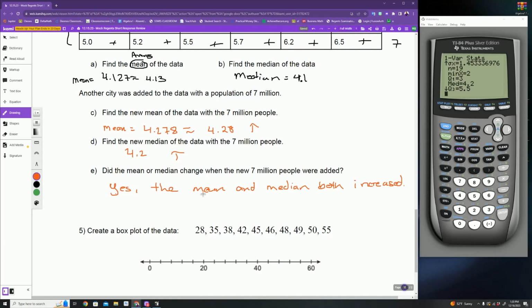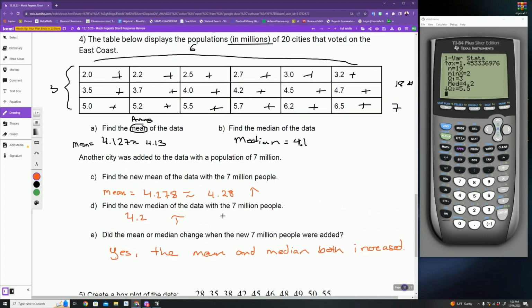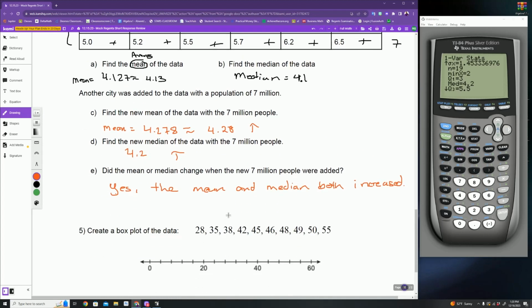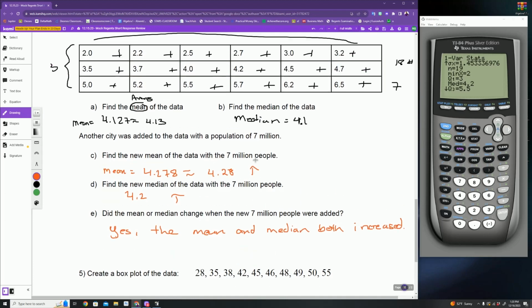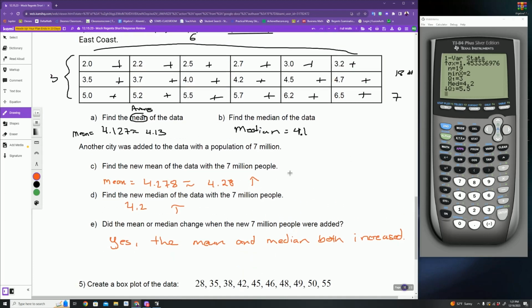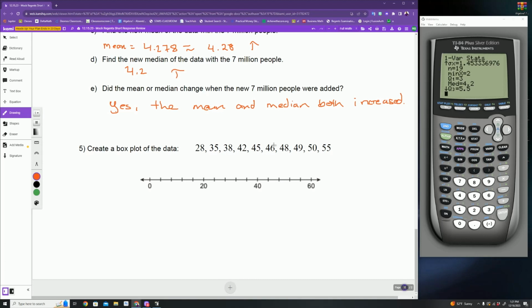It may not always be the case. Sometimes the mean, well, actually, the mean would absolutely change because you had a value that's greater than all the values. Or if it was significantly lower, it would also change. But the median could stay the same depending on how many of the same numbers show up in the middle. So please be analytical about that. All right, guys, we're down to the last question.